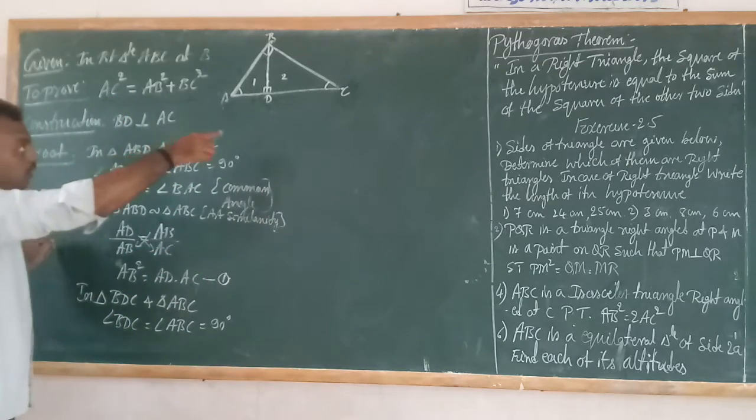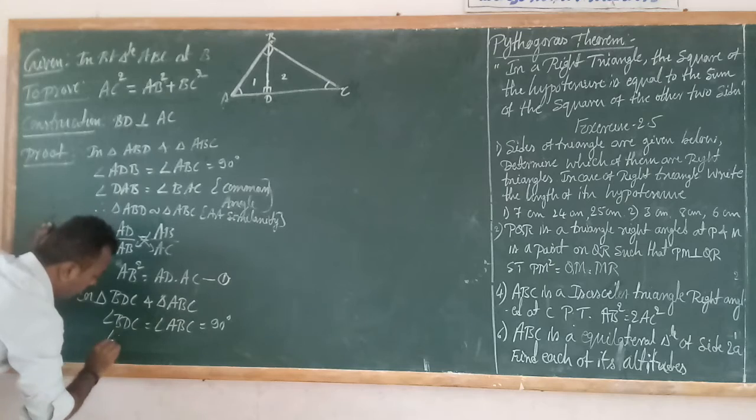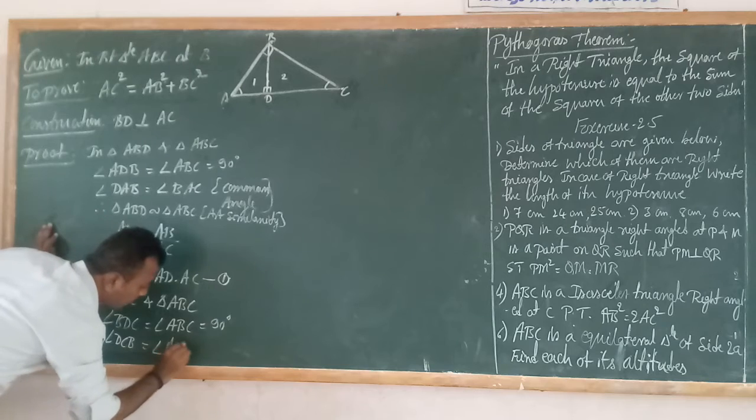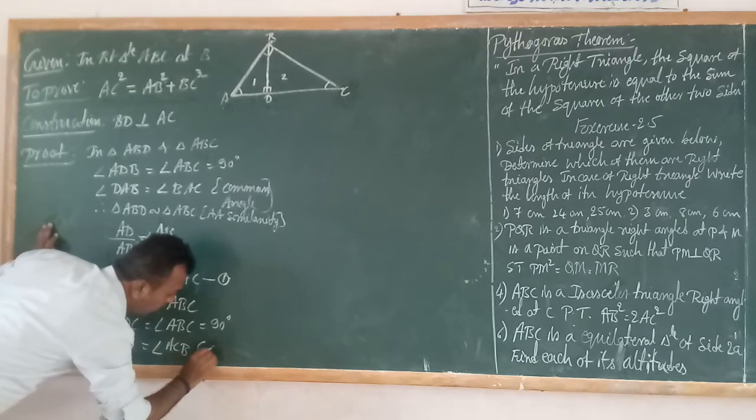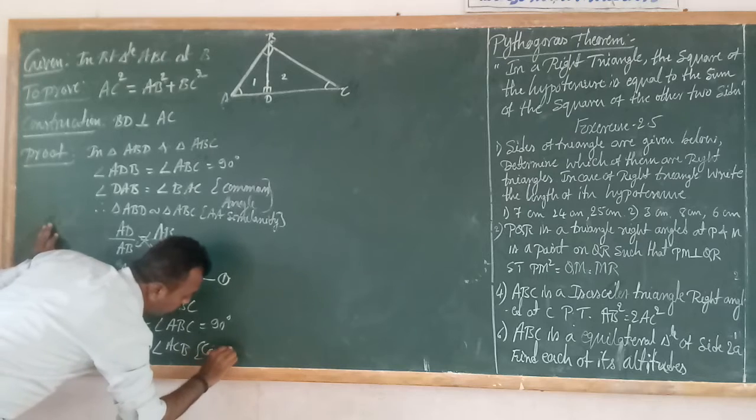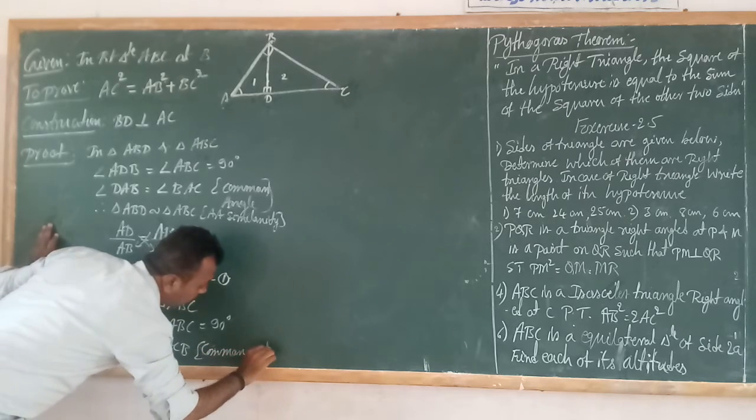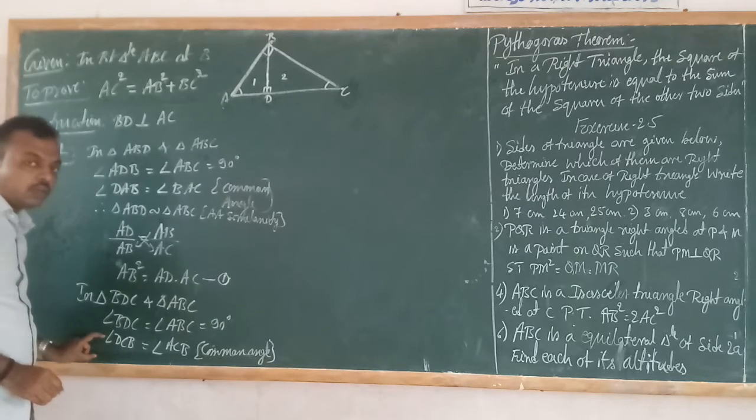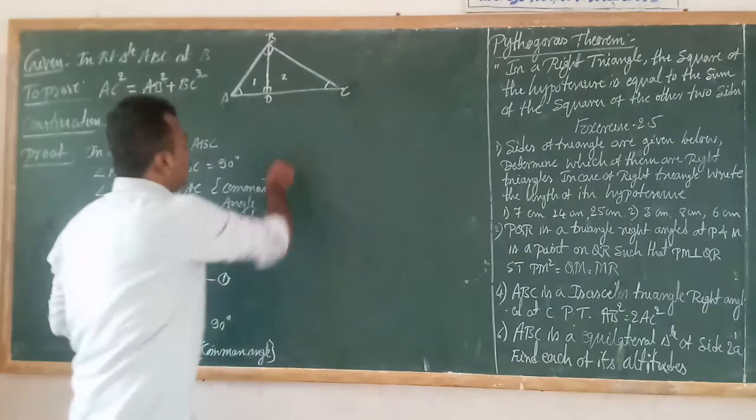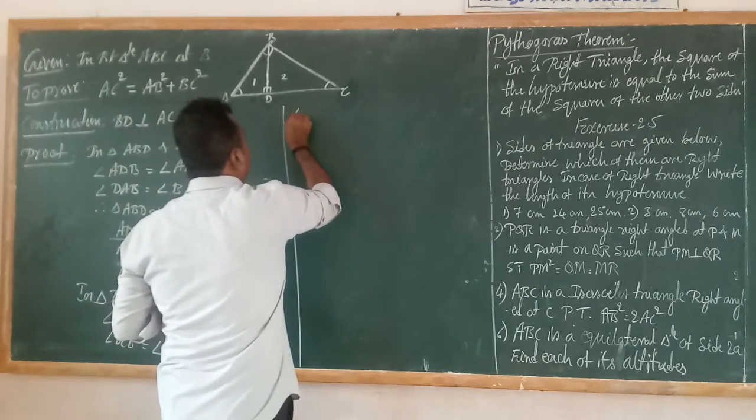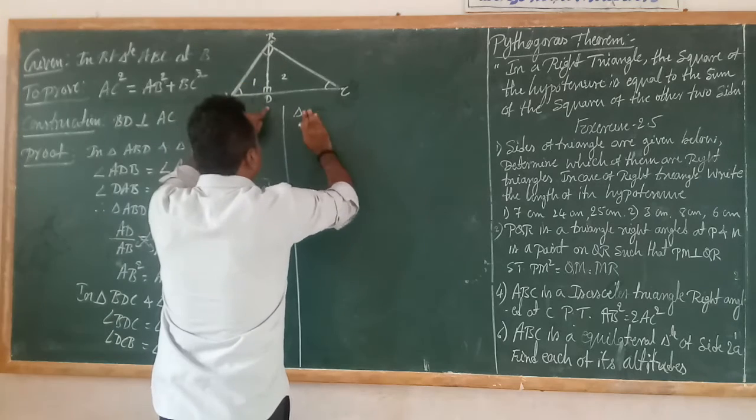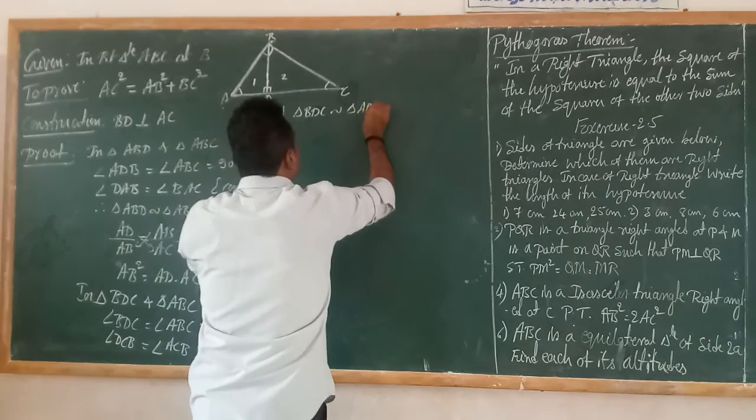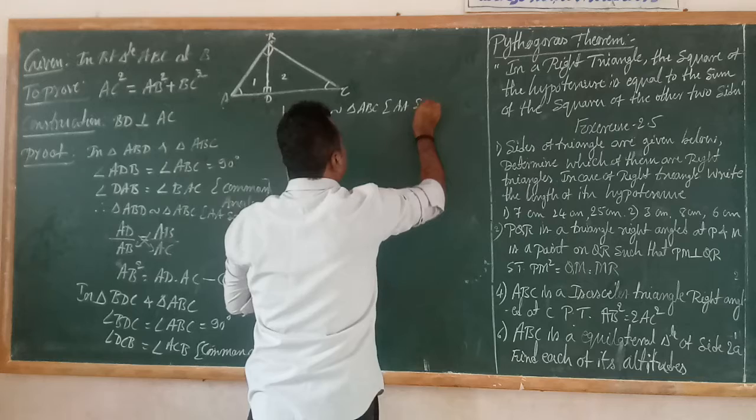See, angle BCD or DCB, angle DCB is equal to angle ACB, because of the common angle. Okay, common angle. So enough. These two corresponding angles are equal. Then the two triangles are what? Similar. Therefore, triangle BDC is similar to triangle ABC because of AA similarity.